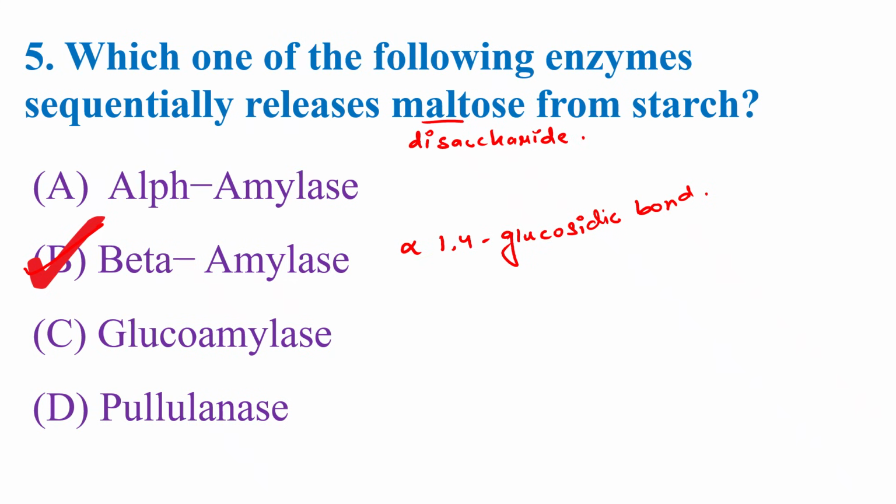Whereas alpha amylase, it will break the starch randomly into the dextrins. And glucoamylase, it will release the glucose, not the maltose. And pullulanase, it will debranch the starch by attacking alpha 1,6 glycosidic bonds.